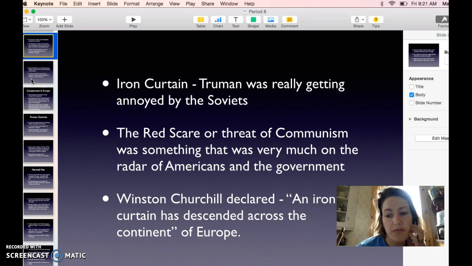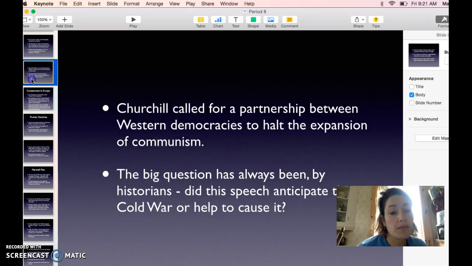What does this mean for Europe, for politics, for relationships? What are the Soviets after? What does that do to democratic governments? What kind of countries are going to fall to communism and why? Lots of questions out there and lots of people worried about it. Churchill calls for a partnership between Western democracies to help halt the expansion of communism. The big question historians have always asked is, did this speech anticipate the Cold War, or did it help to cause it?